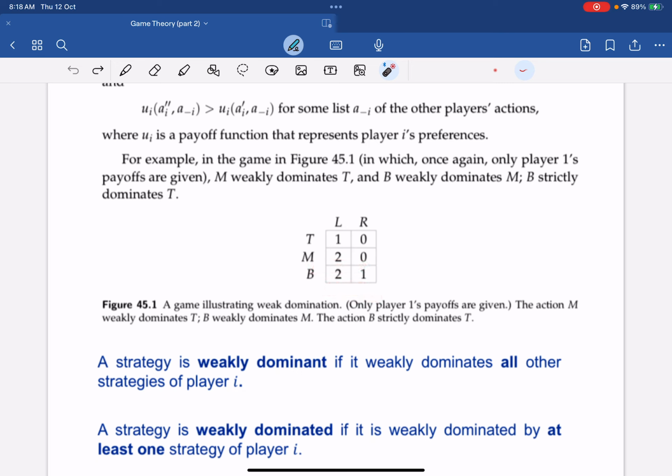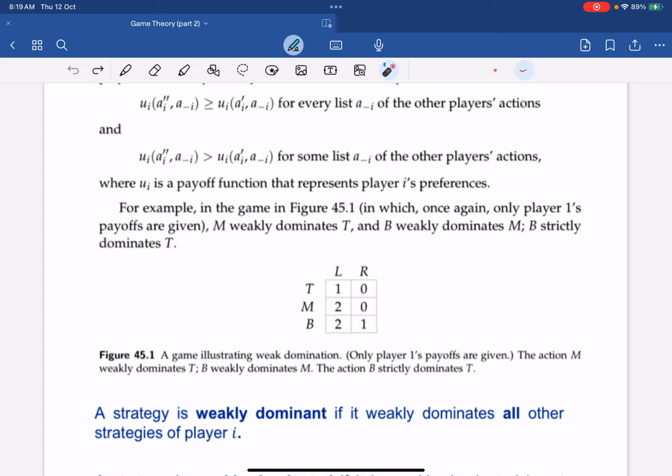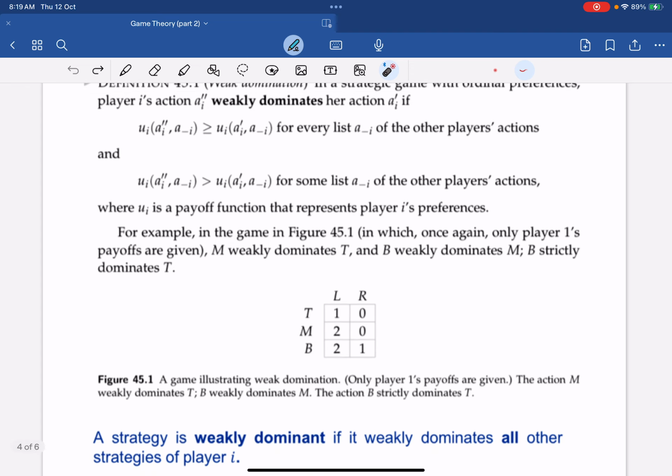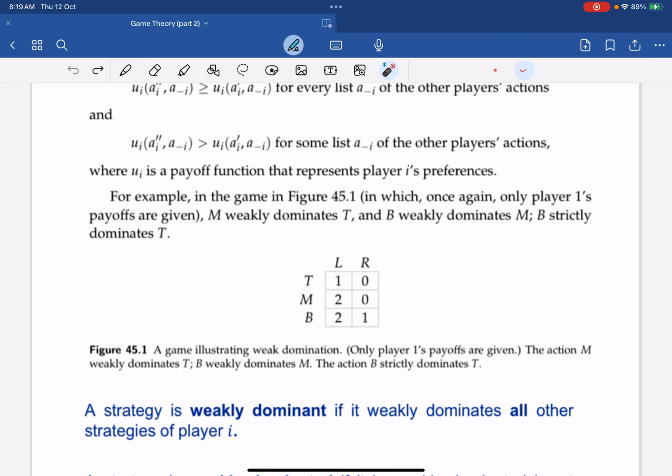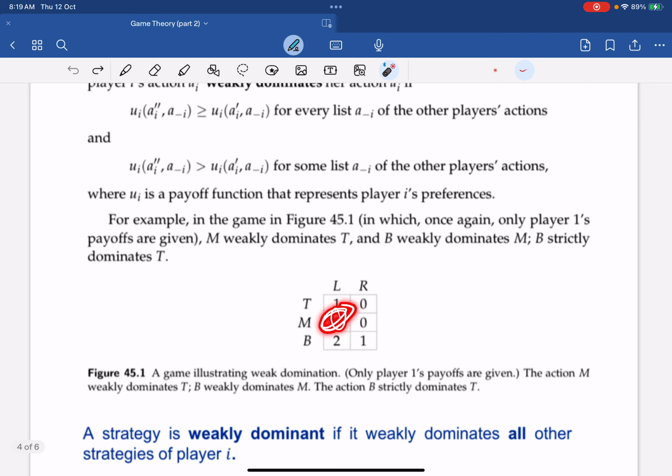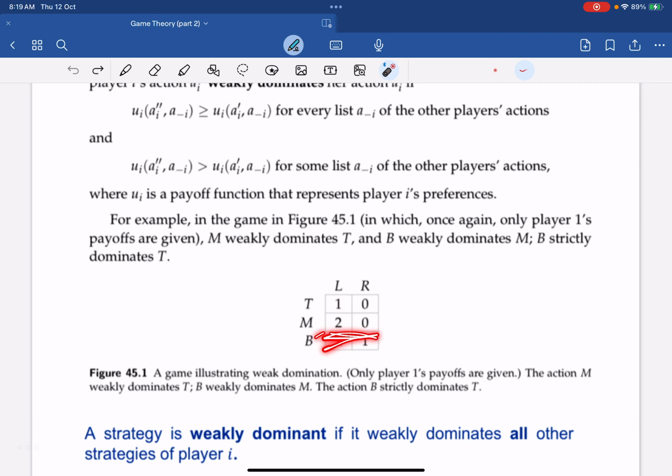Why? Because in this case, B's payoff is always larger than T's. So you see, 1 here and 2 here. So B is always better than T. But if you consider B and M, here it is larger, but here it is not. So there is a case where B weakly dominates M, because you are only larger than or equal to M.